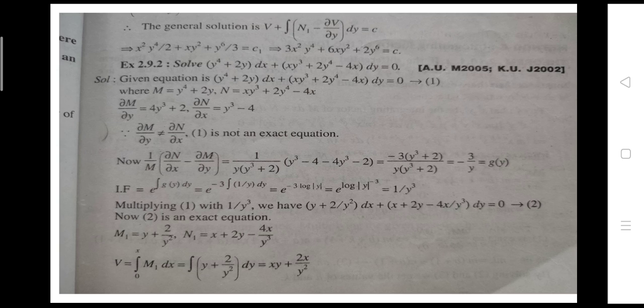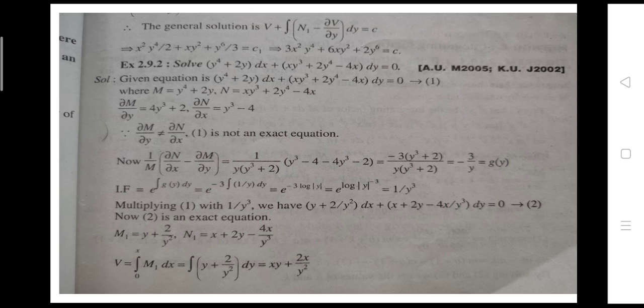If it is not exact, we need to find the integrating factor, that is 1/M (∂N/∂x − ∂M/∂y). Then this is equal to 1/(y(y³ + 2)) times (y³ − 4 − 4y³ − 2). Now simplifying, we get −3(y³ + 2)/(y(y³ + 2)). Here y³ + 2 and y³ + 2 cancel. We have only −3/y, which has only y terms, and that is equal to g(y).